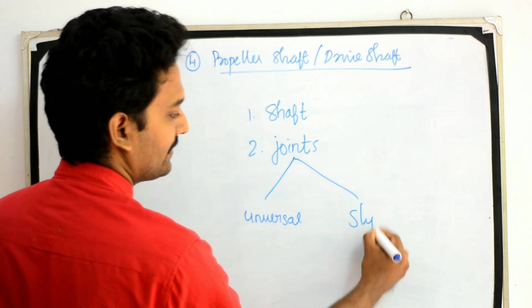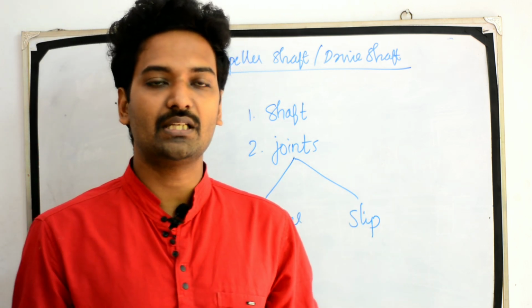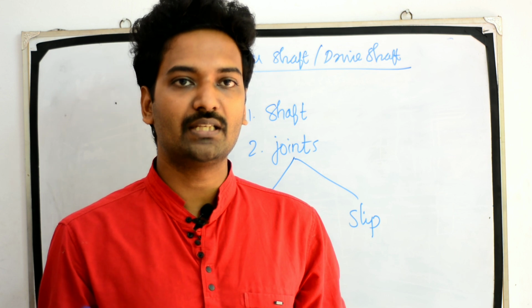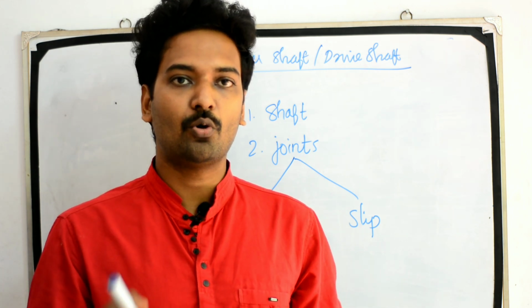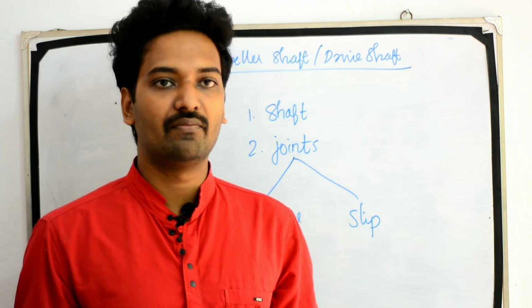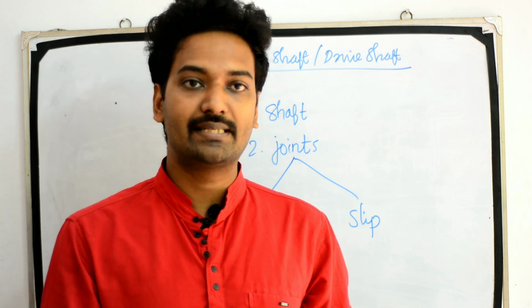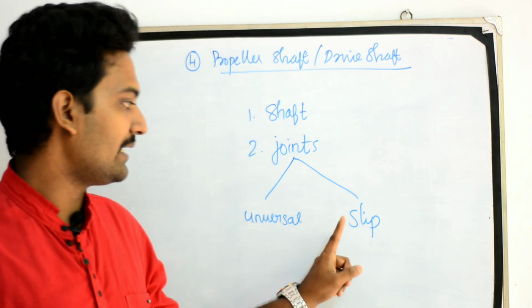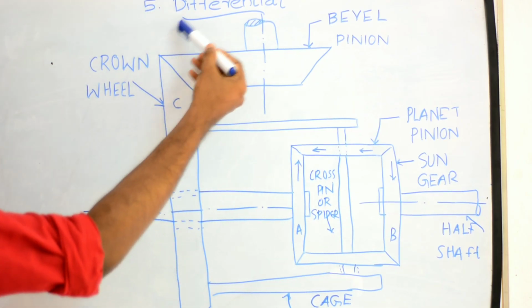Universal joints and slip joint. What do you mean by universal joints? Two or more universal joints which account for the up and down movements of the vehicle. Slip joint means one slip joint which adjusts the length. That is slip joints.